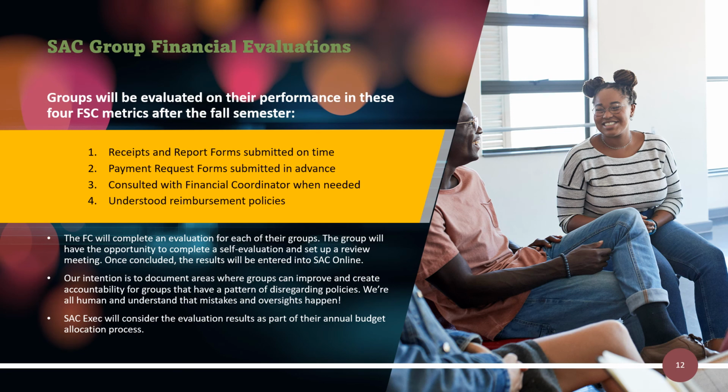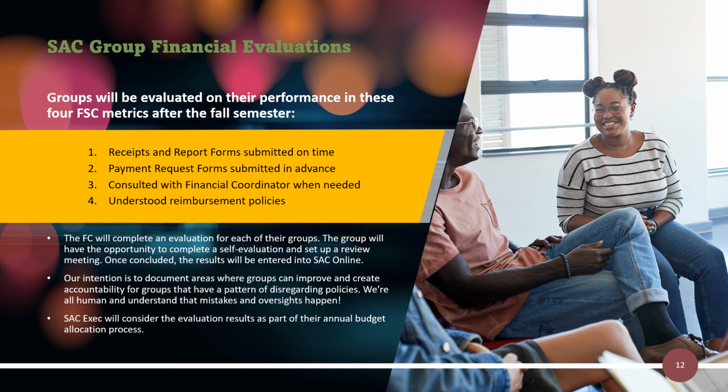SAC Group Financial Evaluations. SAC groups will be evaluated on their performance in these 4 Financial Services Center metrics after the fall semester. Number 1, receipts and report forms submitted on time. Number 2, payment request forms submitted in advance. Number 3, consulted with financial coordinator when needed. And number 4, understood reimbursement policies.